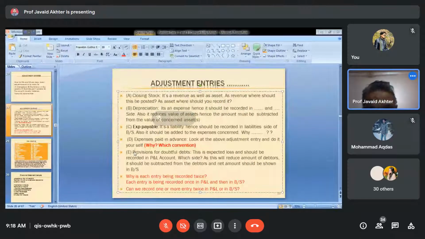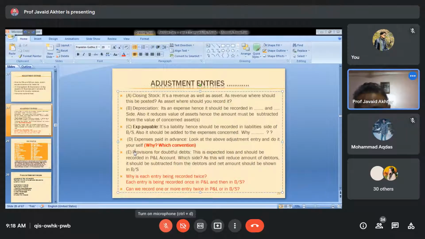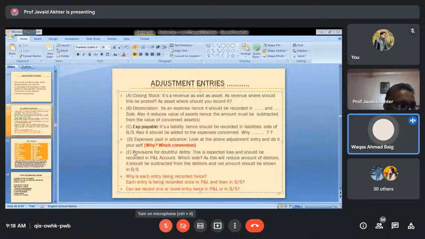By the way, just one second please. By the way, the meaning of these four or five words, provision for doubtful debts, is the meaning clear to all of you? Yes, sir. Explain. Please explain. So if we have given a certain amount of debt, and we are not sure that we will be able to recover it, we are already making the provision. Okay. Your understanding is correct.